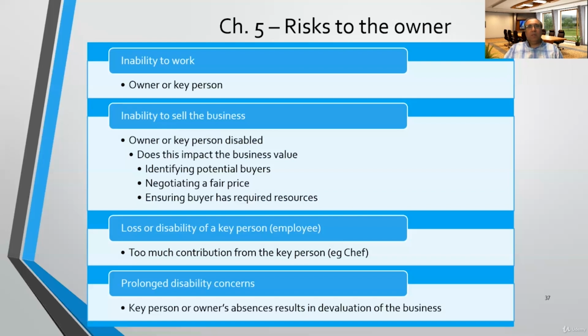Then there's a loss of a key person, like we said, a chef or somebody who's doing most of the sales for the company, or somebody who has a technical knowledge running the company, which are key. If they go away, then you'll have trouble with the company. So you can have a key person insurance. Then there could be prolonged disability concerns. So the key person or owner's absence results in devaluation of the business in this situation because of the prolonged disability concerns.